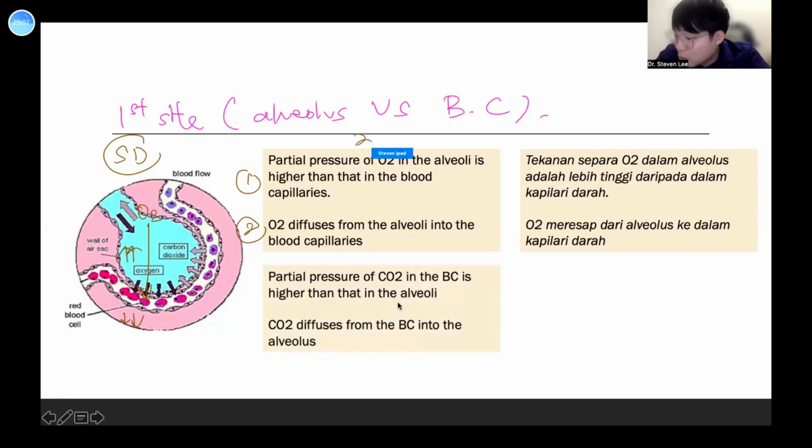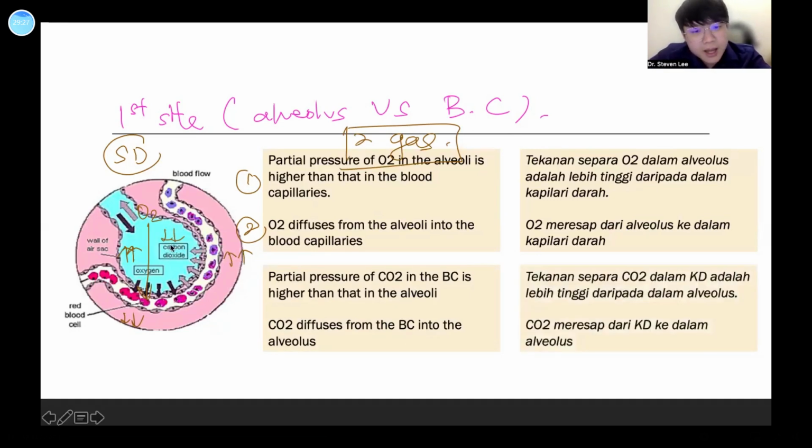This is what I call two gases. You cannot just talk about oxygen. You must talk about carbon dioxide. Even though the mark is 2 marks, you must also talk about both to show that you are really good. Understand? So if you talk about carbon dioxide, it's the same, just reversed. So the partial pressure of carbon dioxide, you know carbon dioxide goes from here to here. That means the CO2 must be higher in the blood, lower in the alveolus, and therefore carbon dioxide diffuses from the blood capillary into the alveolus. To be exhaled into the atmosphere. Whatever, you elaborate yourself, that one is actually up to you.